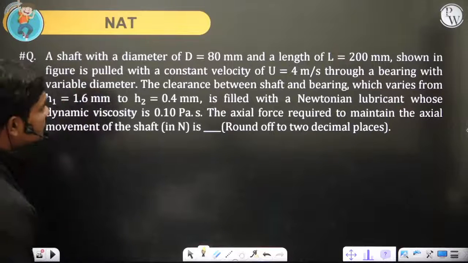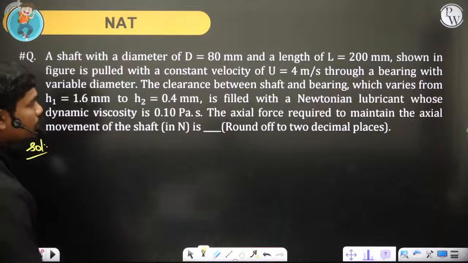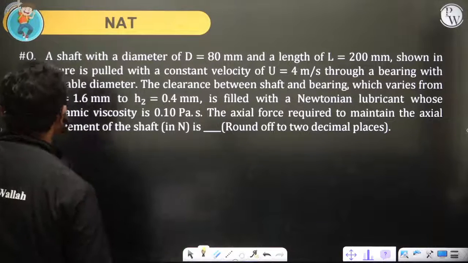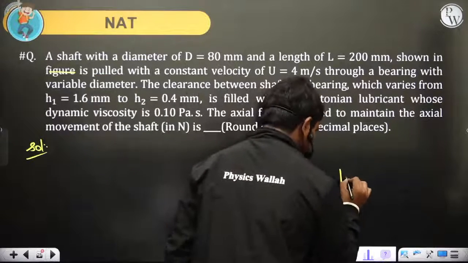Yeah, this question you can see directly. A shaft with a diameter d equal to 80 mm and length L equal to 200 mm is shown in the figure. Okay, I think the figure was missing actually. So it's okay, no need of the figure. We have this shaft.